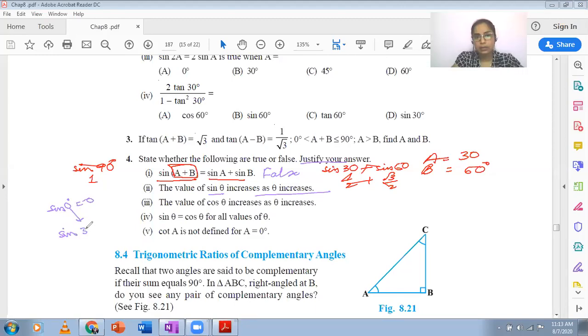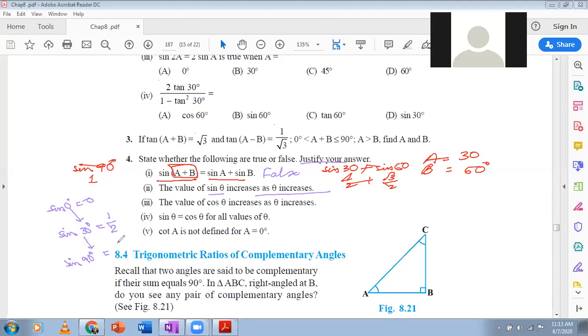Let's increase the angle. Let's take sine 30. Angle increased. What happens to the value? 1 by 2. The value increased from 0 to 1 by 2. Let's take it further. Let's go to sine 90 directly. It comes as 1. So I increase the angle and the value has also increased. So what can we say about this statement? True. This statement is true.